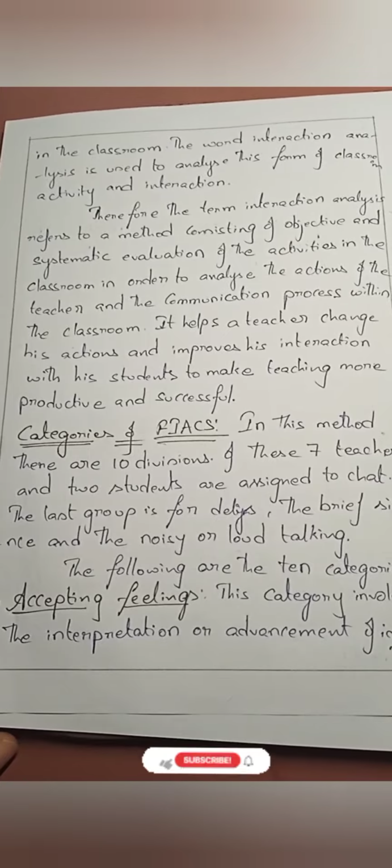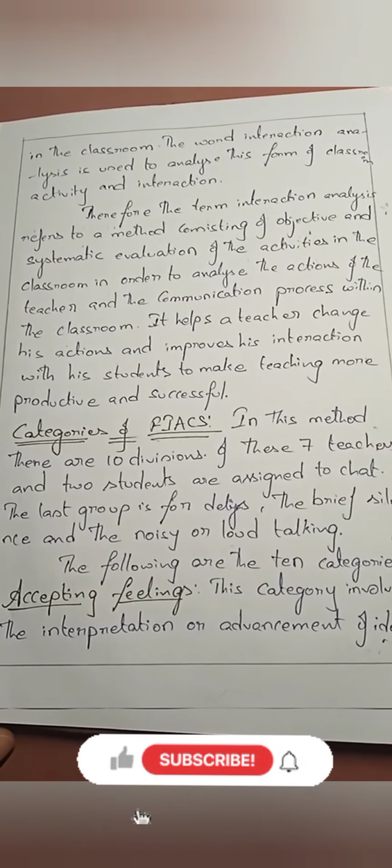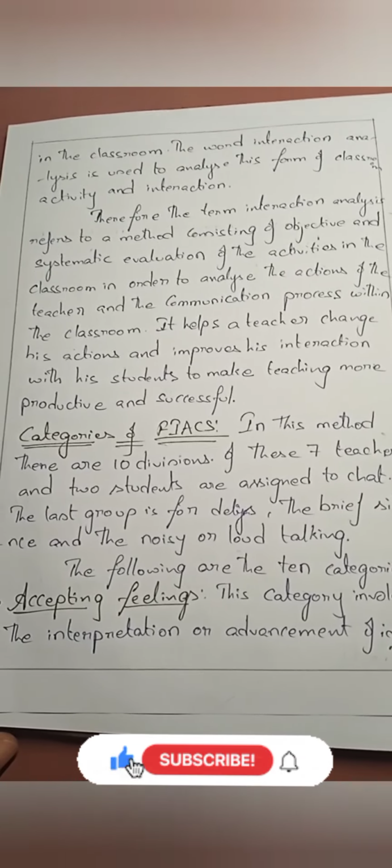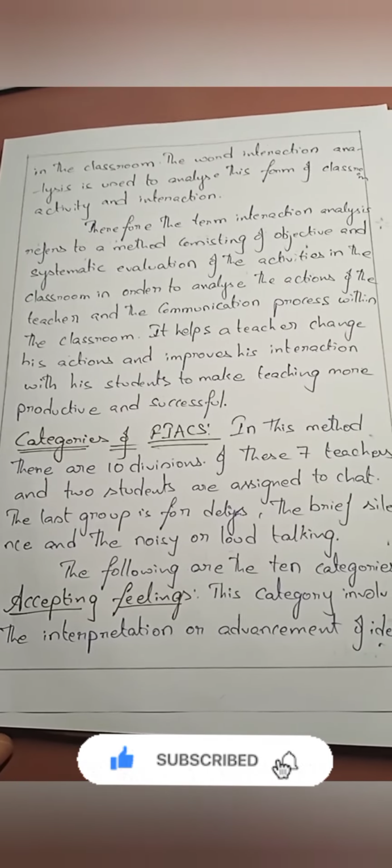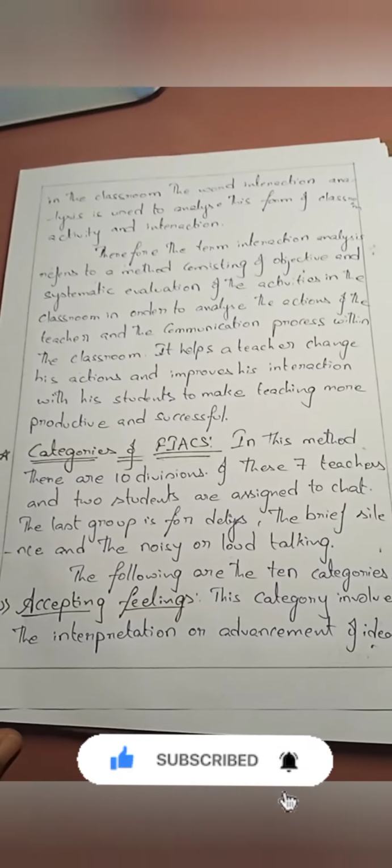In this method, there are 10 divisions, of which 7 are assigned to teacher talk and 2 to student talk. The last group is for silence or confusion, brief silence, and noisy or loud talking. The following are the 10 categories.